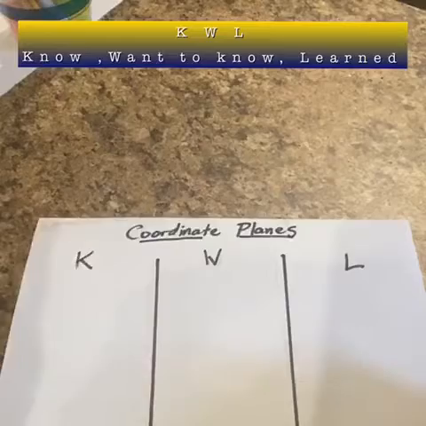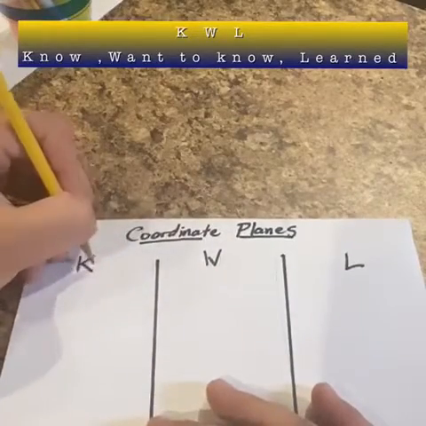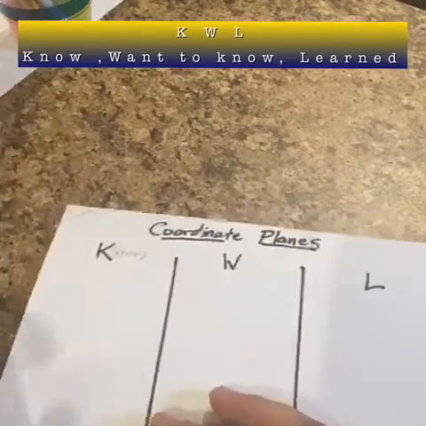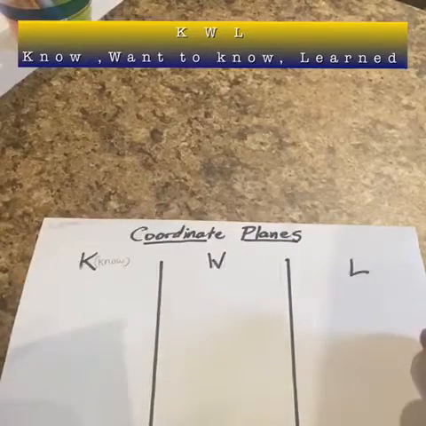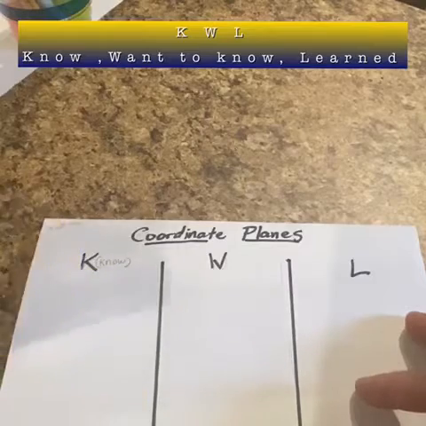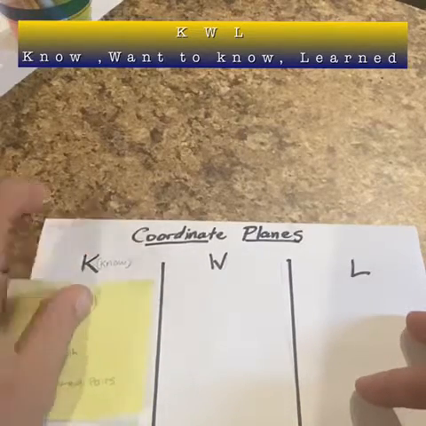So first thing they're going to do is the K, which stands for know. Right, so what do students know already about coordinate planes? Give them maybe 30 seconds, 60 seconds to think. They can come up with a list. Even if they list a couple things, hopefully the list looks something like this.